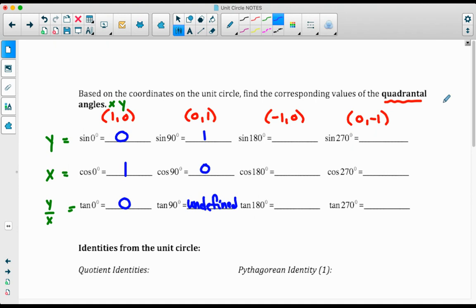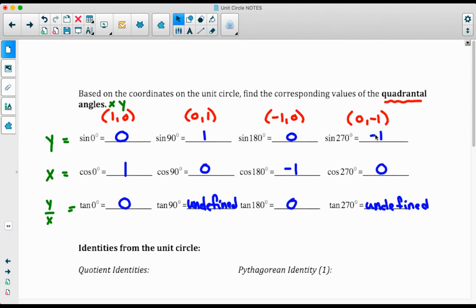Okay, sine of 180. That's your y value, that is 0. Cosine is now negative 1, that's your x. And 0 over negative 1 is equal to 0. Moving on, last but not least, to 270. Sine is equal to our y, which is negative 1. Cosine is equal to x, which is 0. And again, negative 1 over 0 will be undefined. Those quadrantal values you also need to be very familiar with and know them by heart.